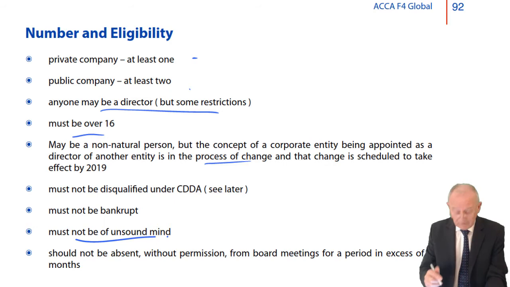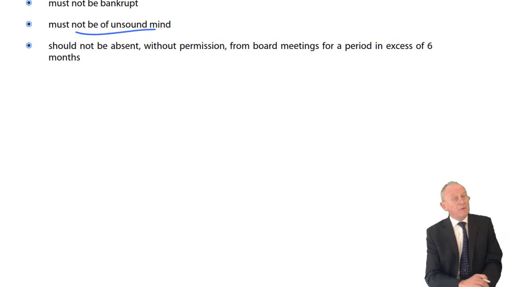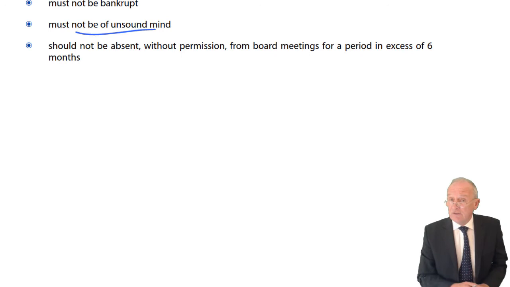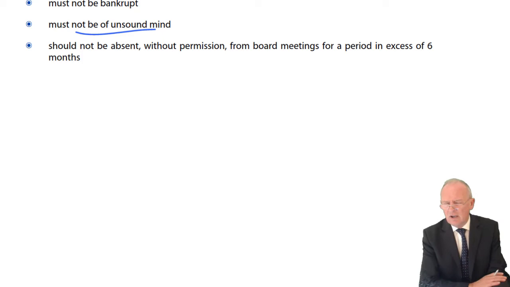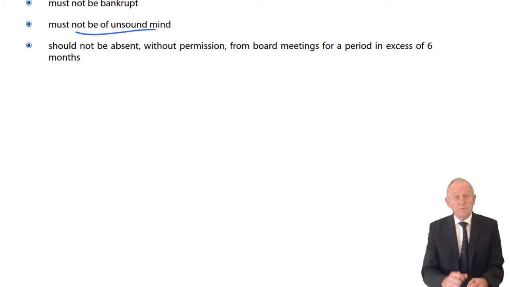You mustn't be of unsound mind and should not be absent without permission from board meetings for a period up to 6 months. Now, it might say within the articles that any director who is absent from board meetings without permission for a period in excess of, say, 6 months, shall automatically lose office. I always found that a bit harsh, because if you're in an accident, in a coma, in hospital, it's not really your fault, is it? It's a bit harsh suddenly to discover when you come out of your coma that you've lost your office as director. But I know that's got to be an unusual set of circumstances, a peculiar circumstance.